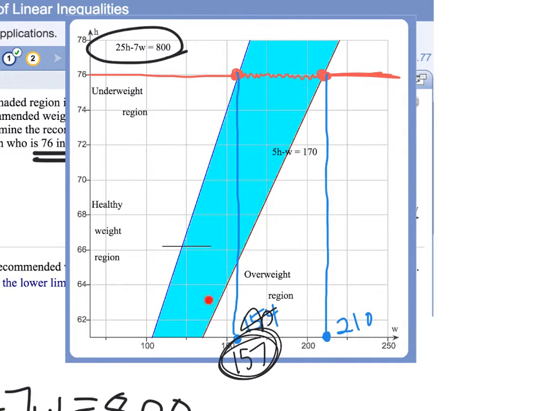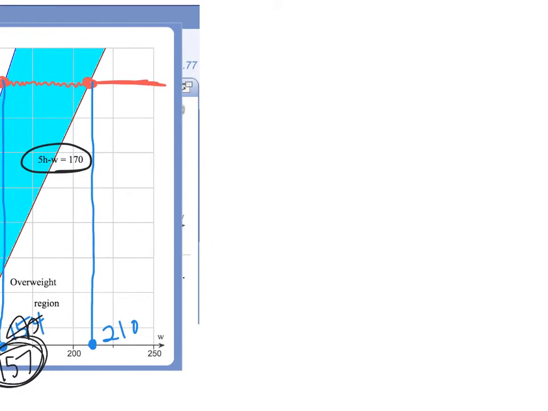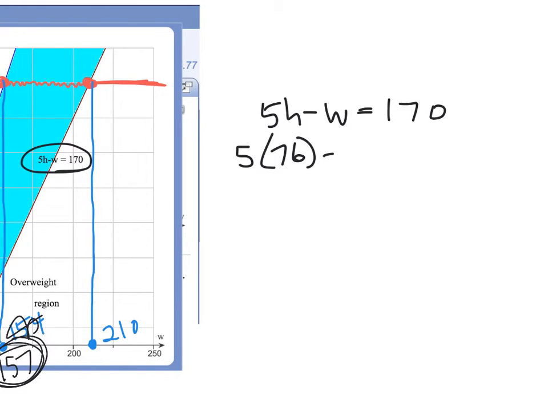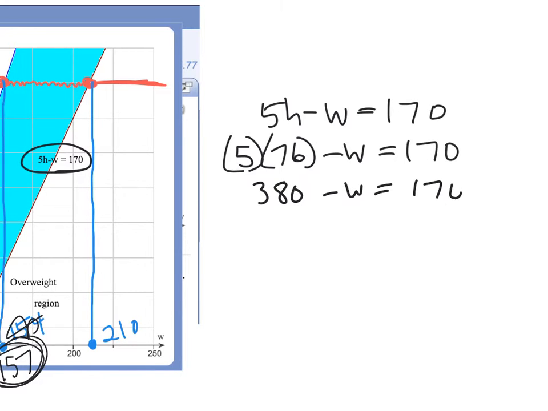All right. Now we're going to do the same idea, only this time we're going to use H as 76, but we're going to do it inside for this line, which is 5H minus W is equal to 170. So let's do that over here. So 5H minus W is equal to 170. We know that H is 76 because that's what the problem says. And I'm going to begin by multiplying 5 times 76, and I get 380 minus W is equal to 170.